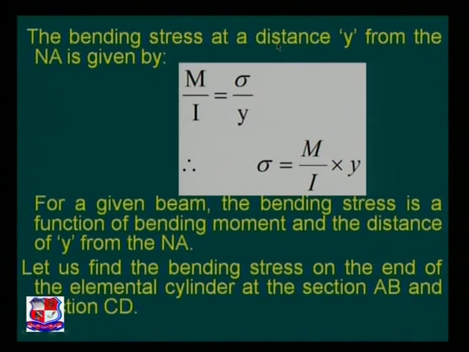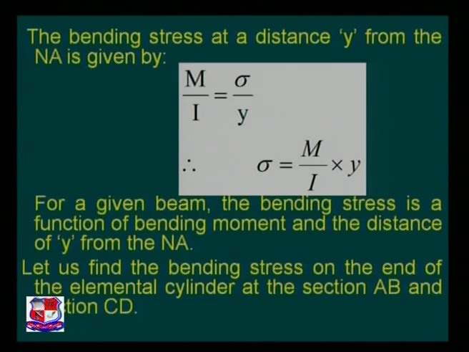Now the bending stress at distance y from the neutral axis is given by M over I is equal to sigma over y. Here we are using the word sigma, so M over I is equal to sigma over y, that is sigma is equal to M over I into y. That is the basic equation that we have already studied in the chapter on bending stress.